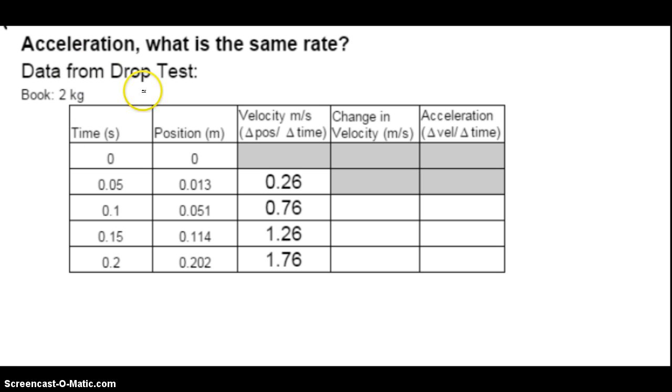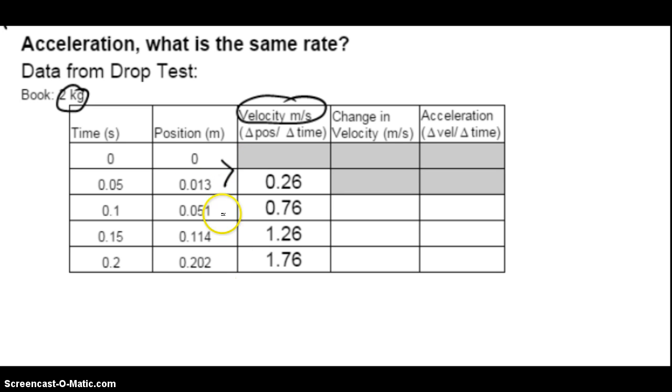And so in this case, we made some measurements for a book that happened to be 2 kilograms. It was dropped, and we had some precision instruments that measured its position every 0.05 seconds. And the position was recorded here. By now, you're pretty good at calculating velocity in meters per second. We've done it at many of our labs. And just kind of show you this.